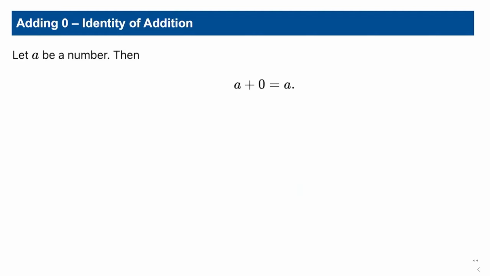Adding 0. Let A be any number. If we add 0 to A, we get the same number A. So adding 0 doesn't change the number at all. We call 0 the identity of addition because adding it doesn't change anything.